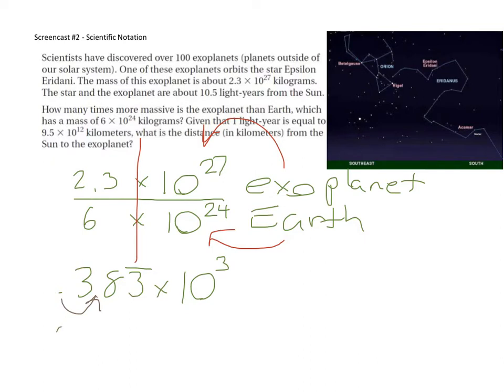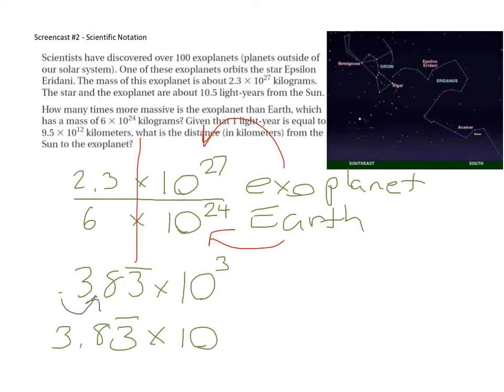So we'll rewrite this as 3.83 repeating times 10 to the, okay, now we remember we have to change the exponent. We cannot keep this exponent as 3 because we shifted the decimal one place to the right. And remember the rule that we said.